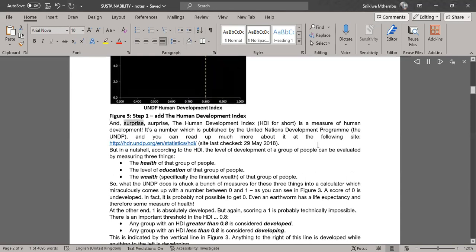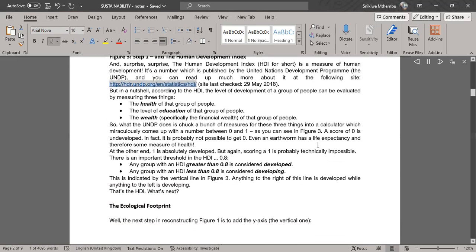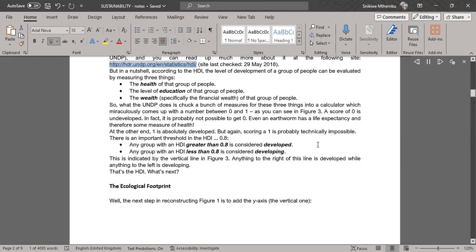And, surprise, the Human Development Index, HDI for short, is a measure of human development. It's a number which is published by the United Nations Development Programme, the UNDP, and you can read up much more about it at the following site, http://hdr.undp.org/n/statistics/HDI, site last checked, May 29, 2018.